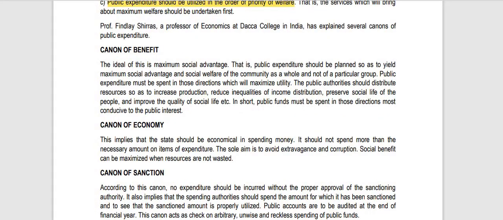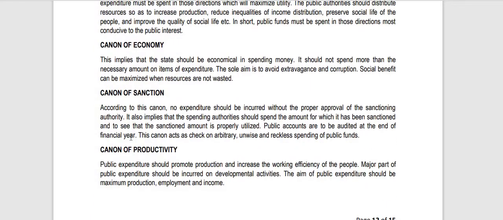So we discussed first the canon of benefit. So basically, this canon is about the maximum social advantage, meaning the expenditure should be for the greater good of everyone. Canon of economy, it means that we need to be economical in spending money. It should not spend more money than the necessary amount on items of expenditure, meaning we are to be economical because the fund that we have comes from the public, meaning as much as possible we need to lower the cost of expenditure while maximizing the budget that has been appropriated for a certain government agency.